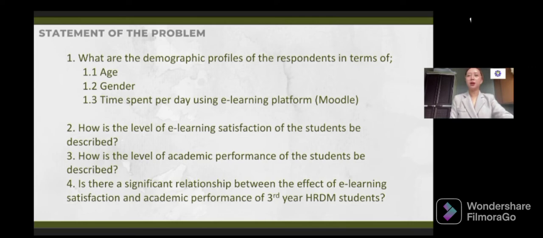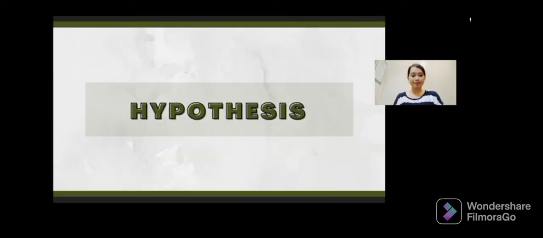Number one is, what are the demographic profiles of the respondents in terms of age, gender, and time spent per day using the e-learning platform or Moodle? The second one is, how is the level of e-learning satisfaction of the students be described? The third one is, how is the level of academic performance of the respondents be described? And is there any significant relationship between the effect of e-learning satisfaction and academic performance of third-year HRDM students?